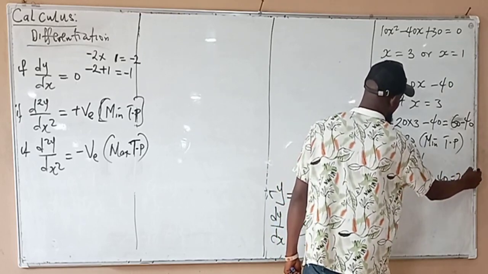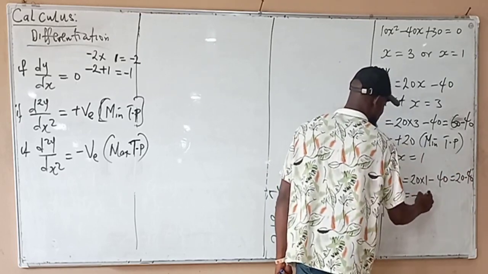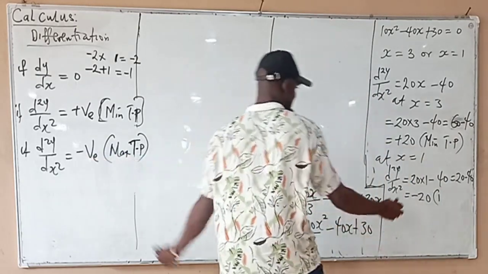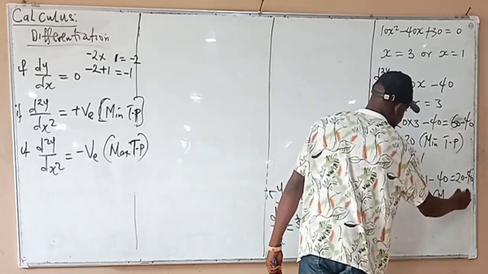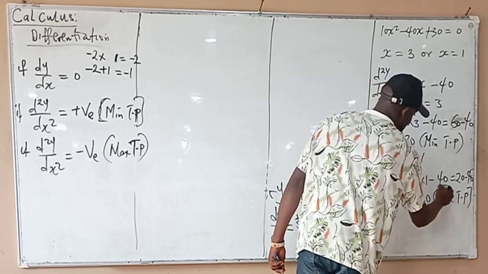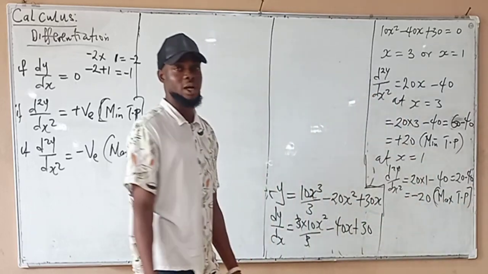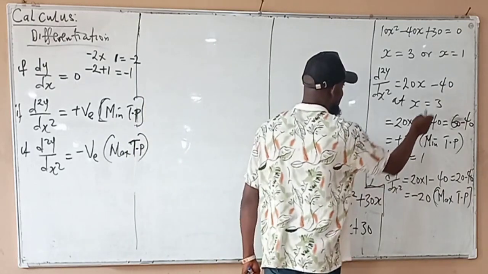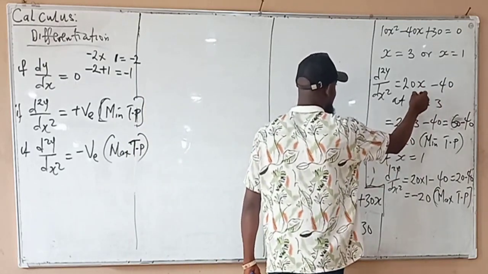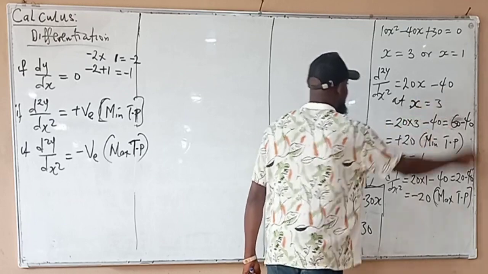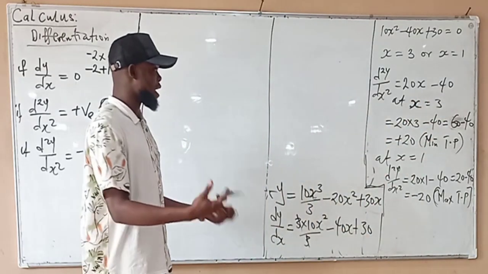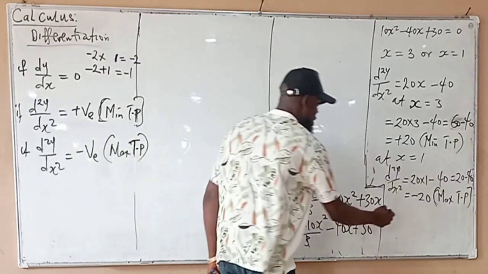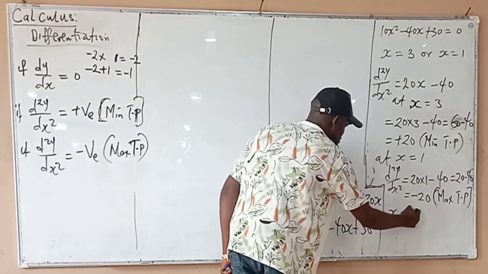That will be 20 minus 40, and then goes minus 20. And if it is negative, we are going to have maximum turning points. So the minimum turning points, the values of x and y are the minimum turning point. At x equals 3 we will have our minimum turning point. So the minimum turning point occurred at x equal to 3.